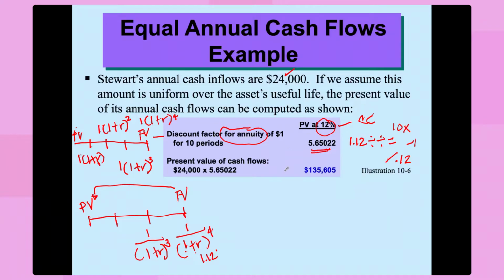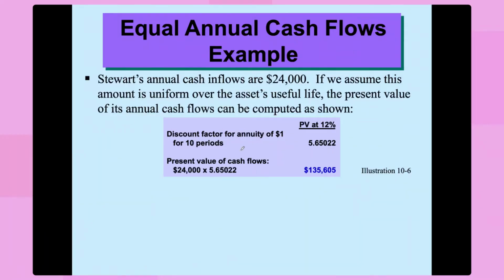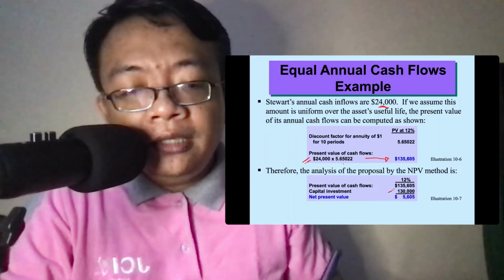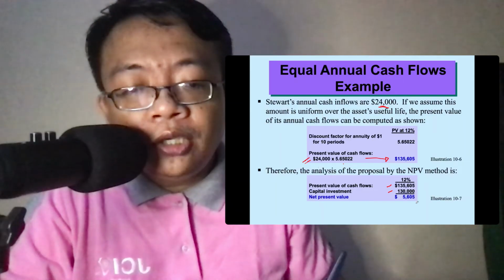Don't worry, later I will explain to you. Let's say this is now your annuity of 1. So, 5.6502. Take note, class, when you have annual inflows of 24,000 that are equal, just compute for the annuity. Hopefully you will be able to learn this. Meaning 24,000 times 5.65022, you have 135,605. That's now your present value. And you should compare that with your capital investment of 130,000. How much now would be your net present value?